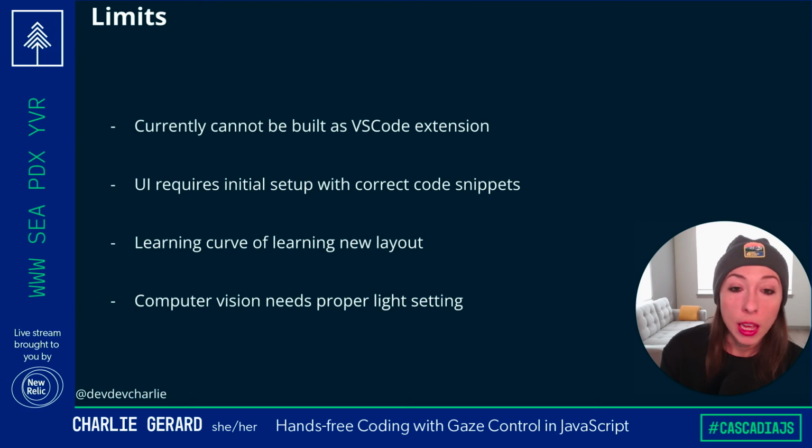And then finally, computer vision needs proper light setting. If you wanted to use something like this, it would probably work better if you have enough light shining on your face. At night, if you want to code in the dark, the iris detection probably wouldn't be as accurate.